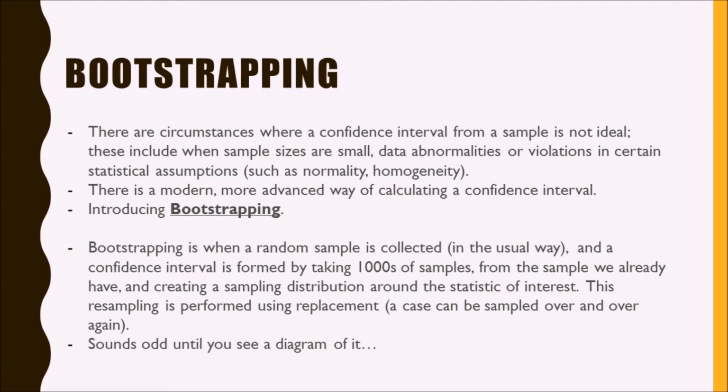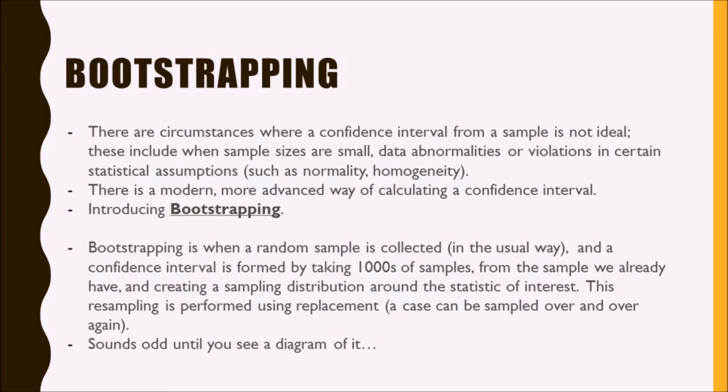Okay guys, before we wrap up today's video on confidence intervals, I do want to briefly touch on another concept called bootstrapping. There are circumstances where confidence interval calculations from our samples are not ideal, not possible, or not accurate enough. These scenarios occur when our sample sizes are very small, or we have data abnormalities like violations of assumptions, or when our confidence intervals just aren't fitting very well. There is a modern, more sophisticated way of calculating a confidence interval in these scenarios though, so it's not all doom and gloom. This modern concept is called bootstrapping.